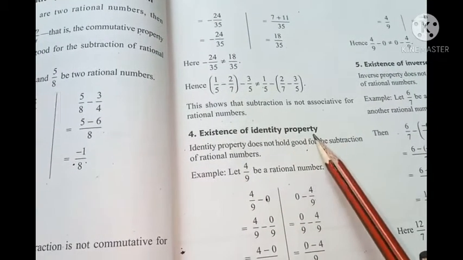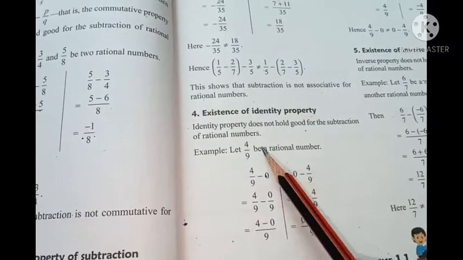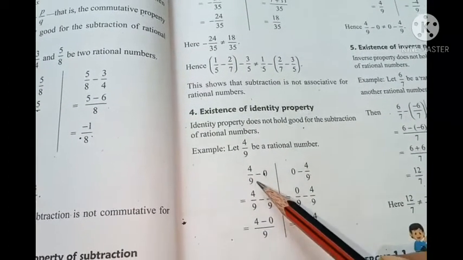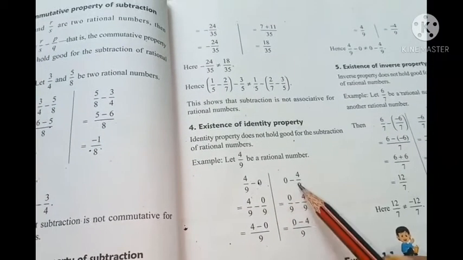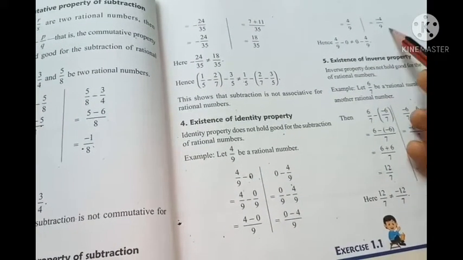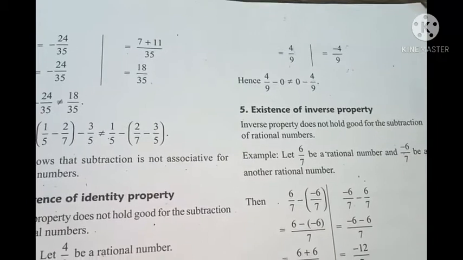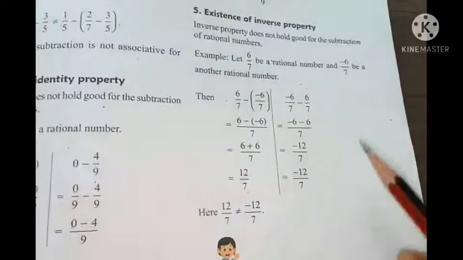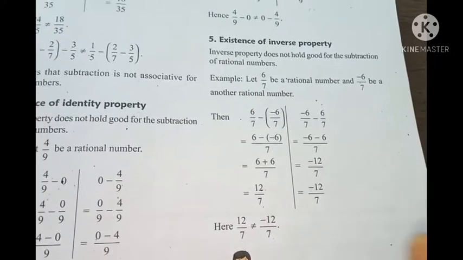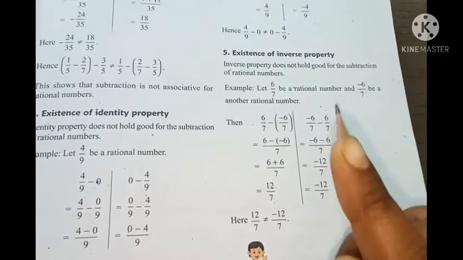Now again we have the identity property. For subtraction it does not hold, because obviously if you have 4 by 9 minus 0, you will get only 4 by 9. If 0 minus 4 by 9 is there, then you will get minus 4 by 9, na? So these both the terms are not same. 4 by 9 and minus 4 by 9 are not same. That's why identity property does not hold for subtraction. Same goes with inverse. Inverse property does not hold for subtraction. So don't get confused. You have identity and inverse property for addition only.